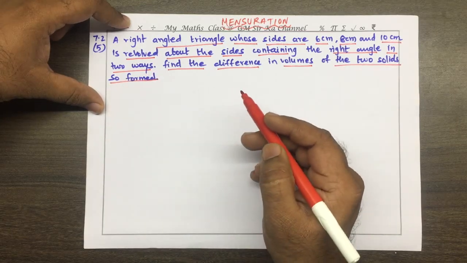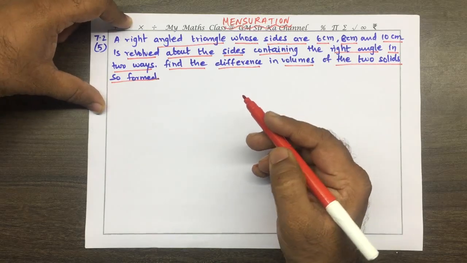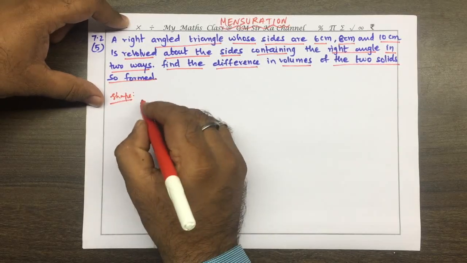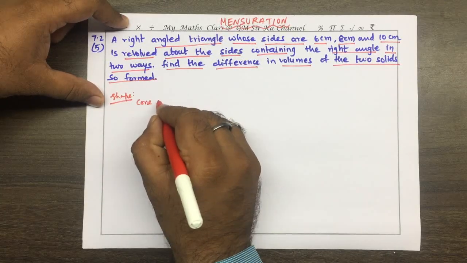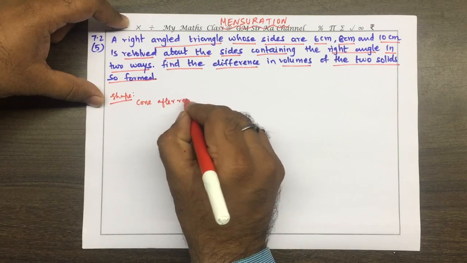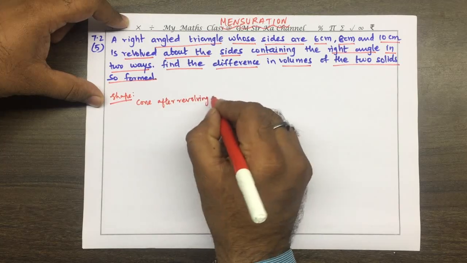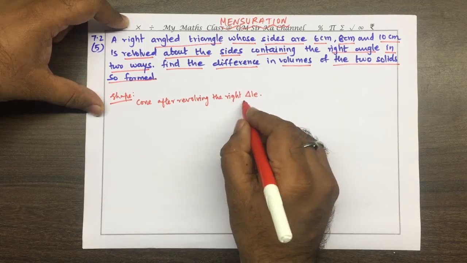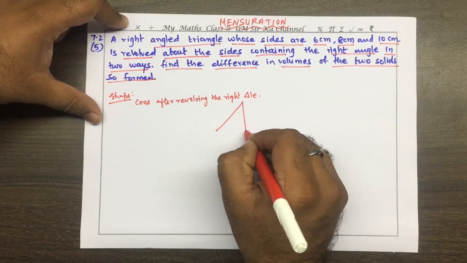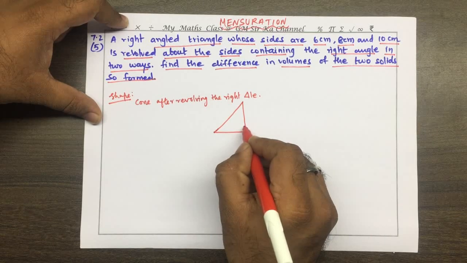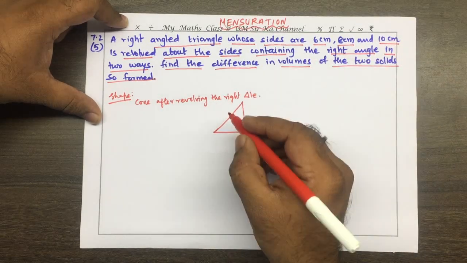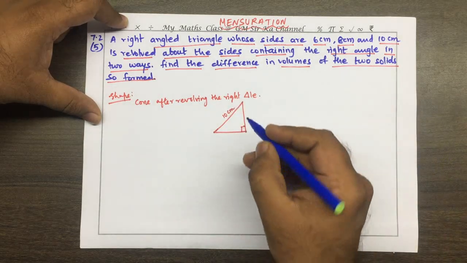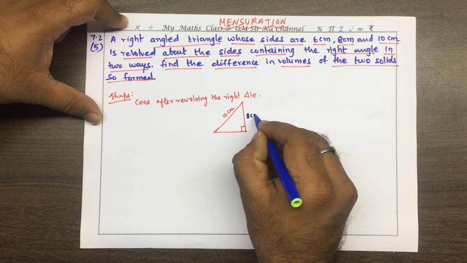So we have the shape, a cone, after revolving the right triangle. Here we have the right triangle. The longest side is 10 centimeter, therefore it is the hypotenuse, and the other two sides are 8 centimeter and 6 centimeter.